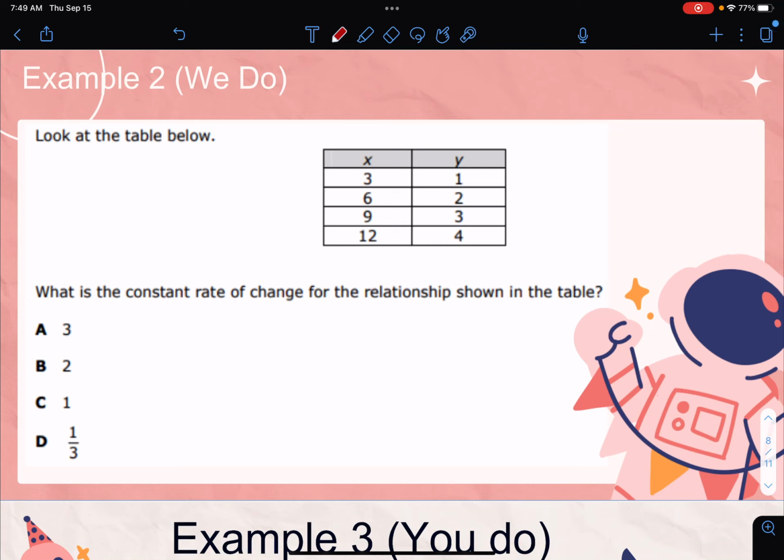We do the same thing for this one. It says, look at the table. What is the constant rate of change for this relationship shown in the table? So, K equals Y over X.